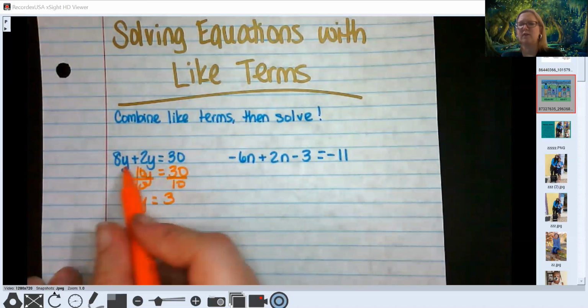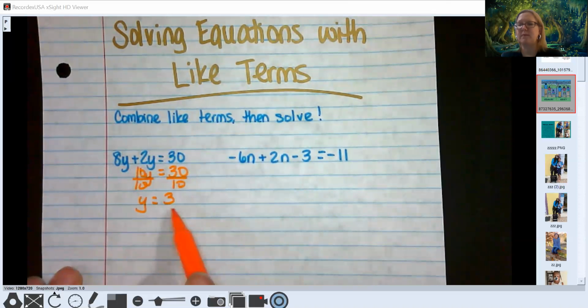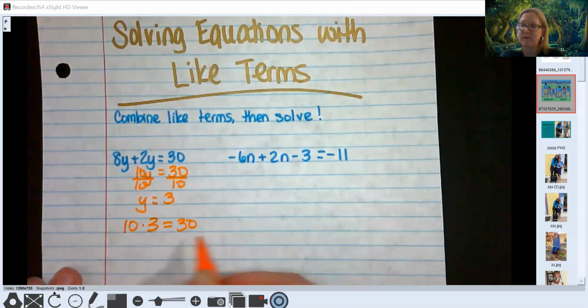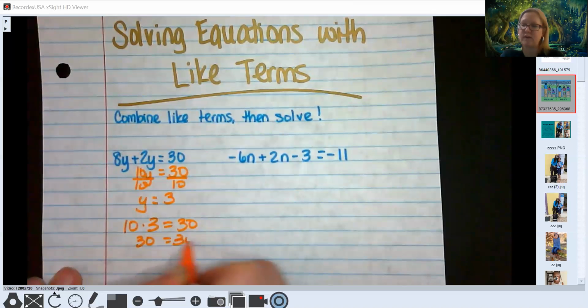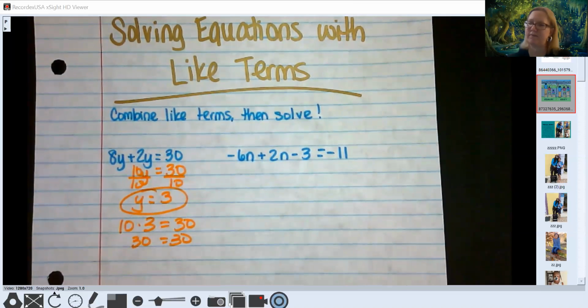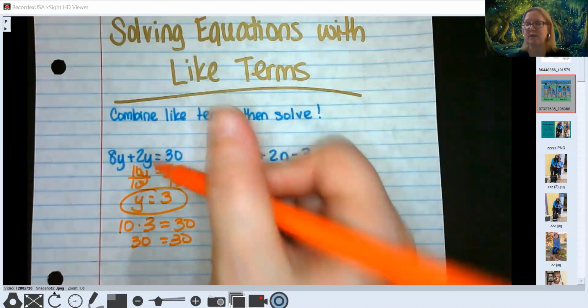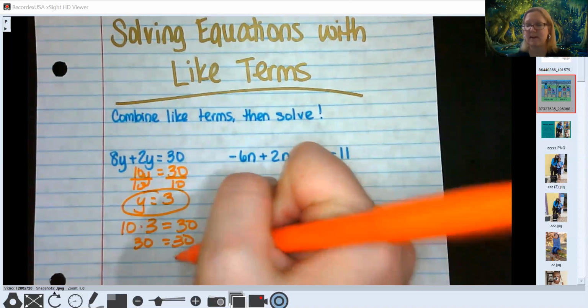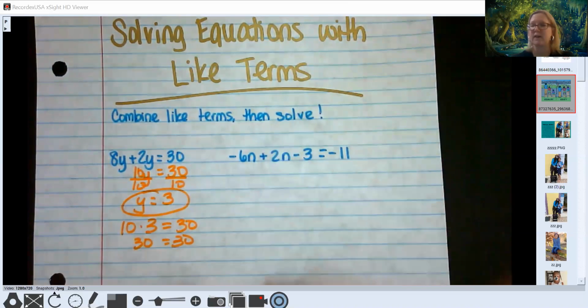But I will say you could go ahead and skip that step of substituting into the original equation. I would go ahead and substitute it into 10y. So 10 times 3 equals 30. 30 equals 30. So I know this answer right here is correct. And actually, I guess I should be careful about saying you could skip that step, because if you combine your like terms incorrectly, then you're going to make a mistake again. So just be careful with combining your like terms.